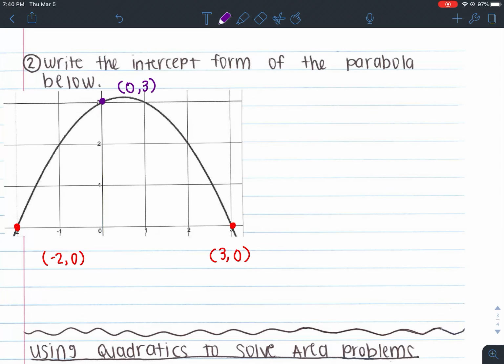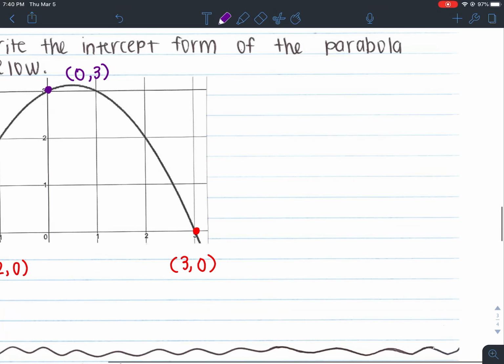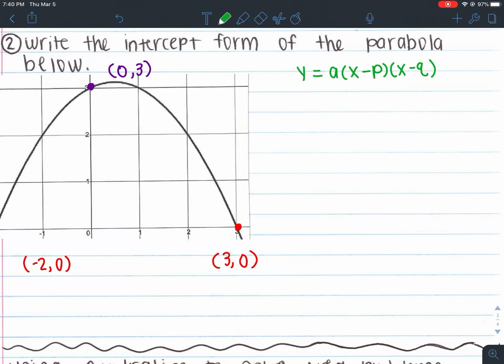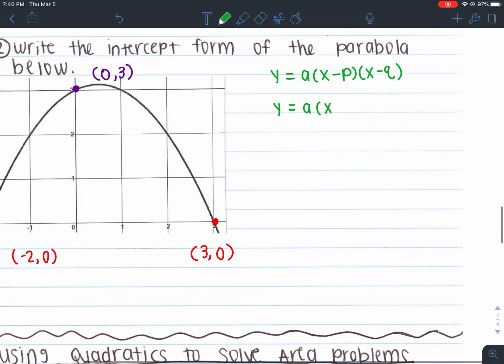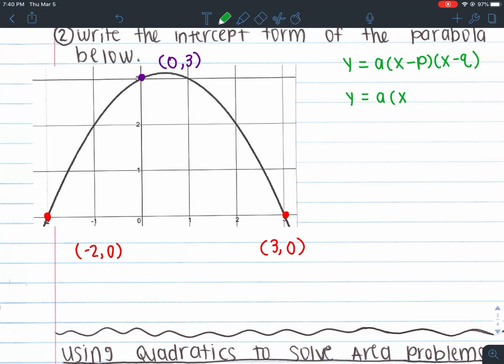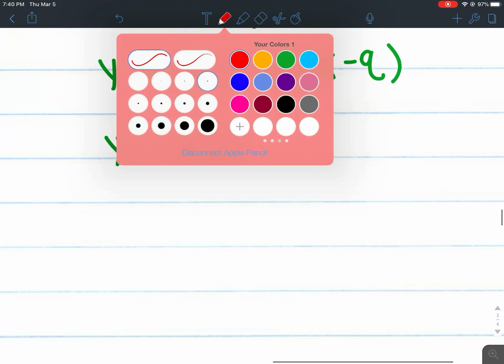Okay, so I've identified my 2 x-intercepts and a random point. So now I'm going to fill it into intercept form. So y equals a, parentheses x minus p, x minus q. Okay, and I'm going to plug in all of the information that I know. I'm just going to plug in my x-intercepts first, though, so that I don't do too much at one time. So y equals a, parentheses x. Well, what's one of my x-intercepts? You can pick negative 2 or 3. It doesn't matter. So I'm going to pick negative 2.